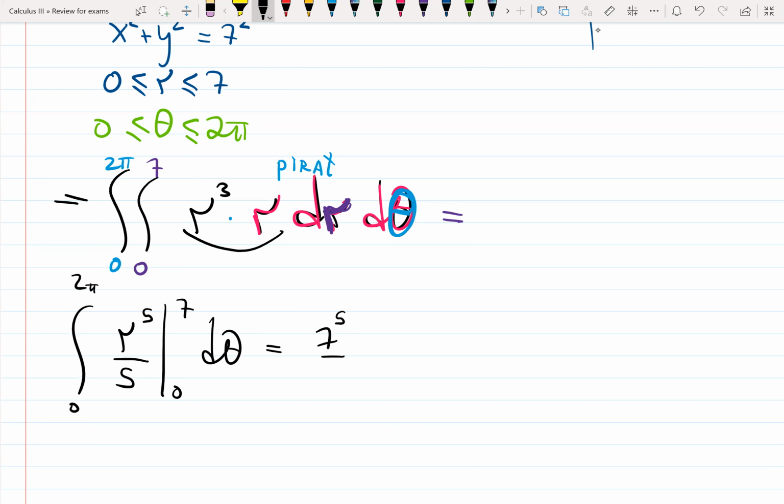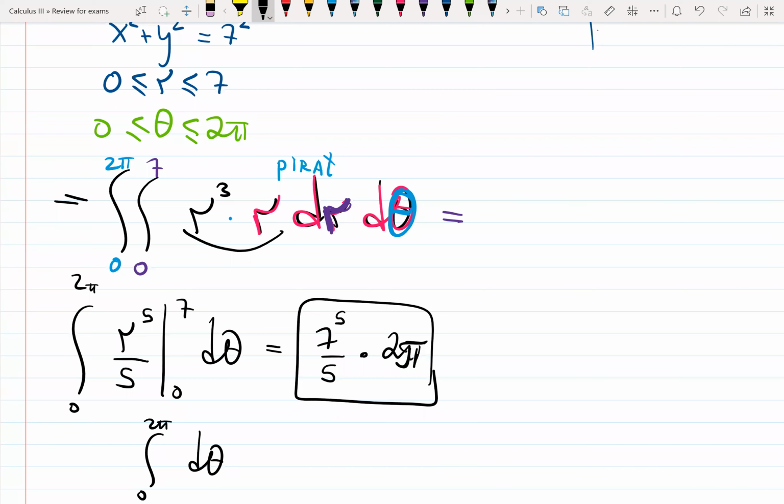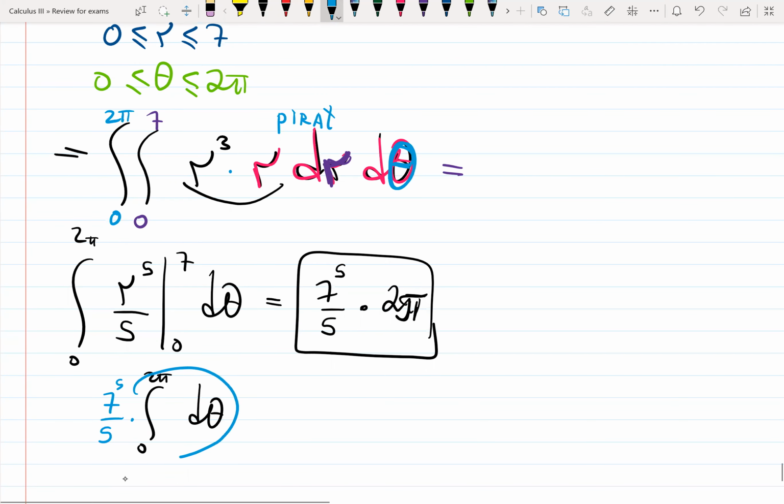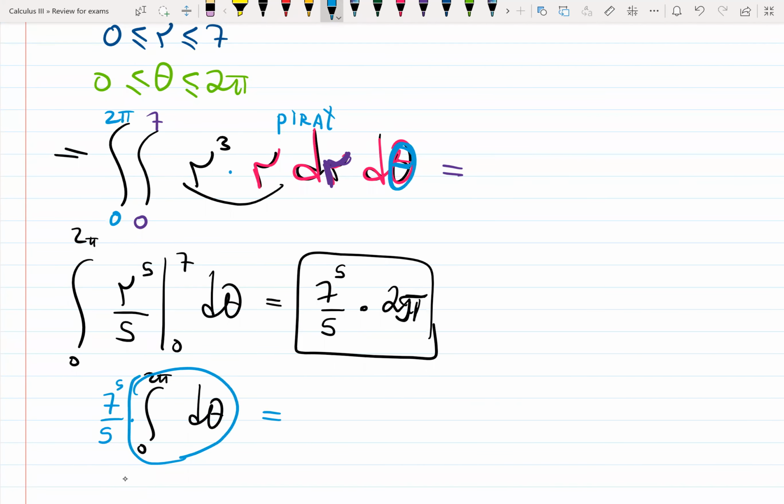Ask me, do you know how I got this so fast? Times 2 pi. If you have an empty integral, with some kind of constant standing outside, and in this case it's 7 to the 5 over 5, an empty integral gives you the length of the interval you're integrating over. I'm integrating over the interval from 0 to 2 pi, so that will be times 2 pi. That's how I know. It makes it faster to figure it out this way, so that's how we usually do it.